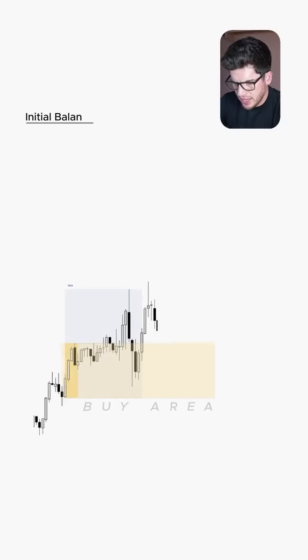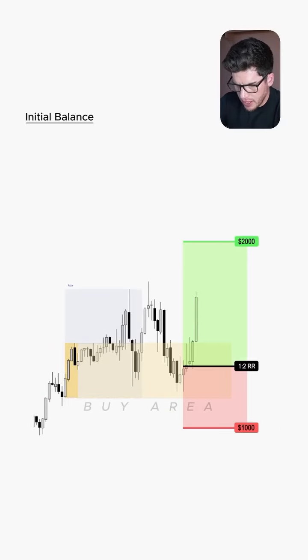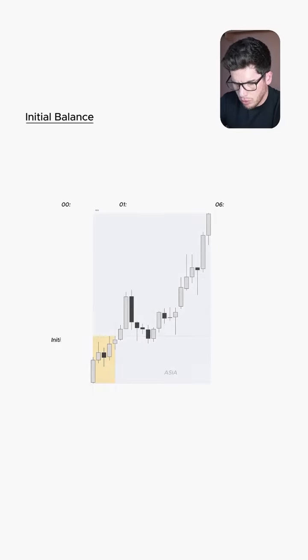This TradingView indicator is about to blow your mind, and it's called the initial balance. Now, the initial balance is the opening 60 minutes of the Asia session, which usually runs from the period midnight to 1 a.m. UK timing. Let's get the indicator on the charts.